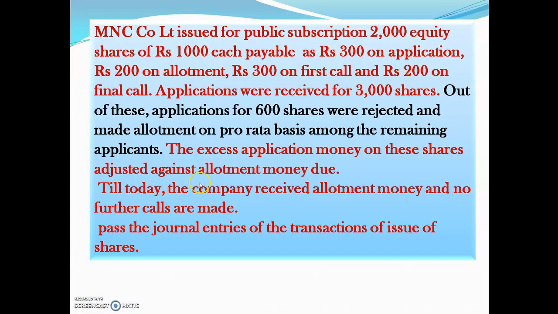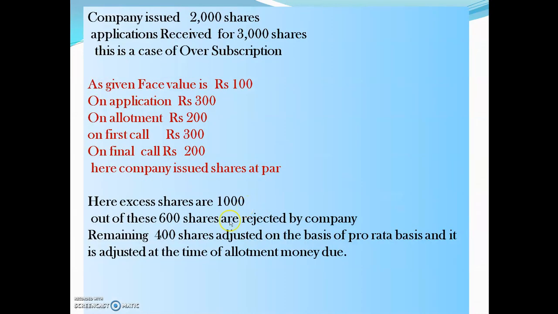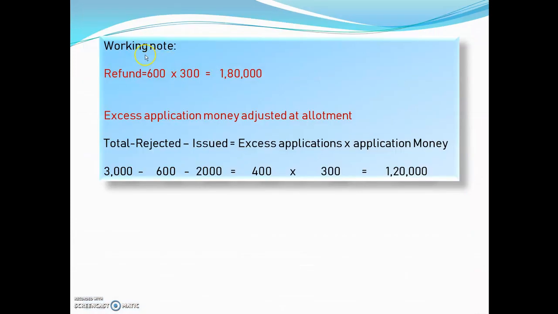This is given in the question here. Excess application money on these shares is adjusted against allotment money due. Okay, so this is the explanation of this question. Now see the working note.